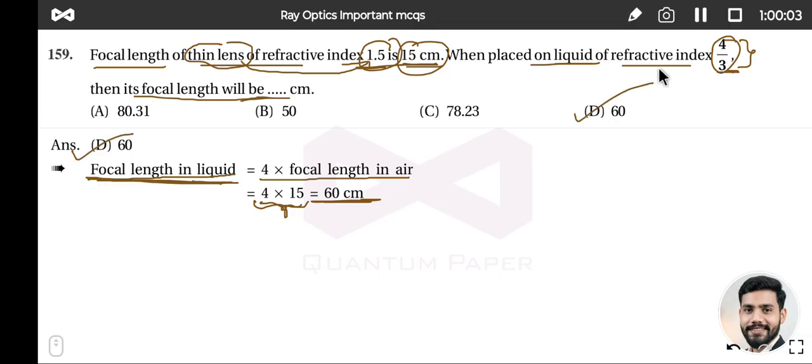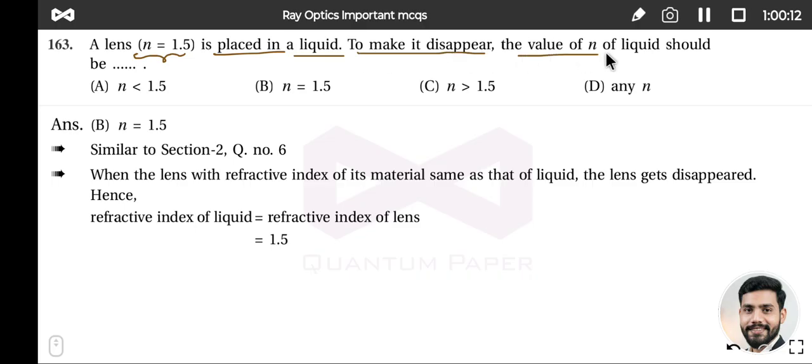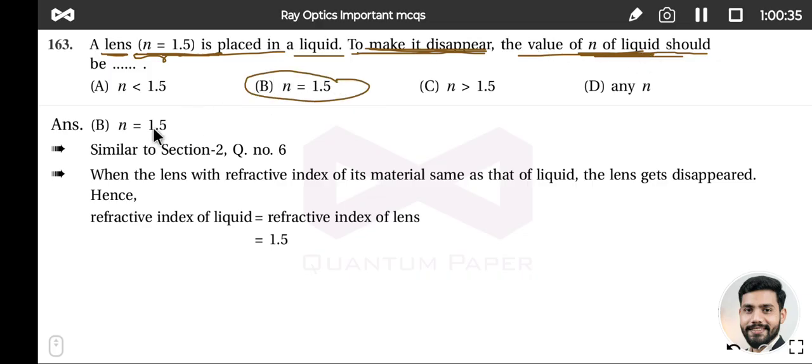The next question: a lens of refractive index 1.5 is placed in a liquid. To make it disappear, the value of n of the liquid should be? We have just seen the result. Whenever we have to make a substance disappear, we have to make the refractive index of the liquid equal to that of the substance. The refractive index of the lens is given as 1.5, so to make the lens disappear, we have to keep the refractive index of the liquid also 1.5, exactly the same. So the correct answer is B.